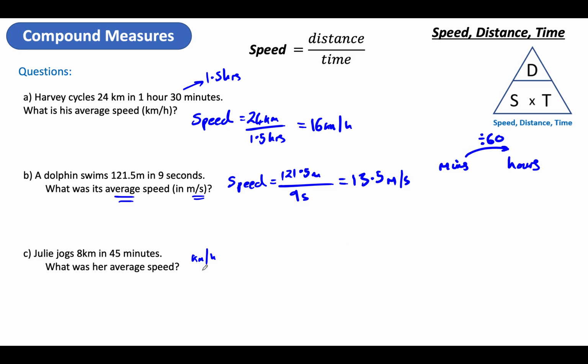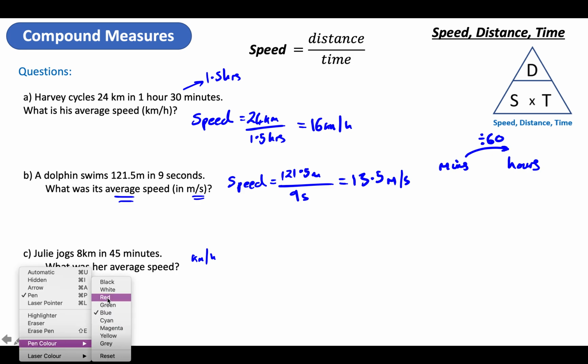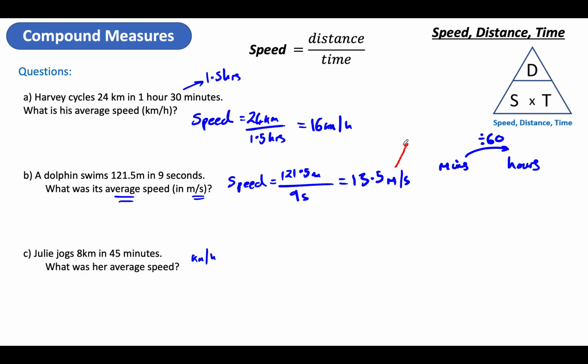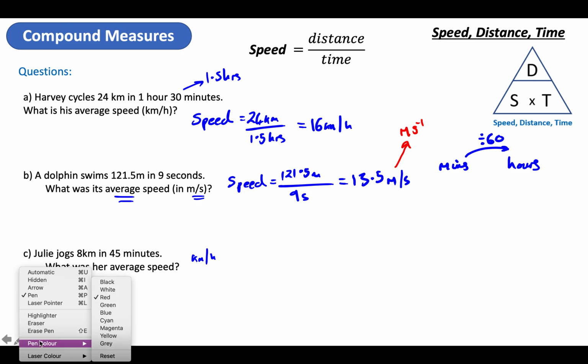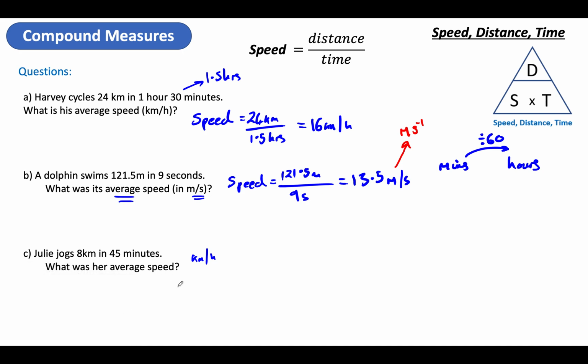m/s. Just out of interest, whilst we're here, sometimes you might see meters per second written another way. Sometimes it's ms to the power of -1. It's just another way of writing meters per second. Just in case you see that, you know what it means.